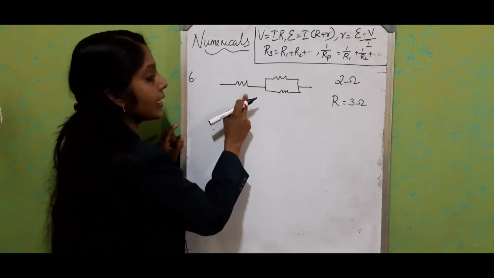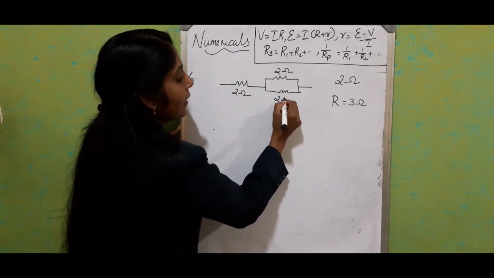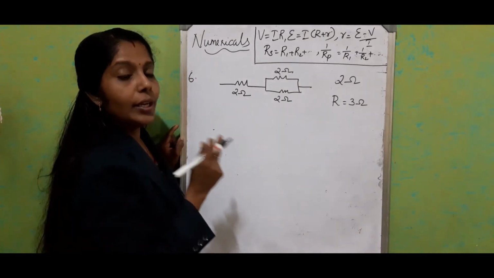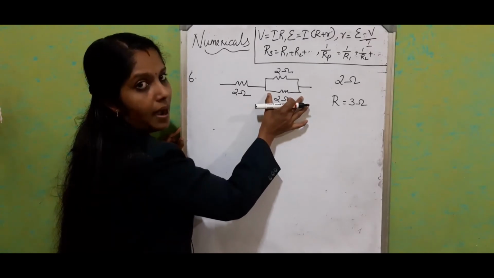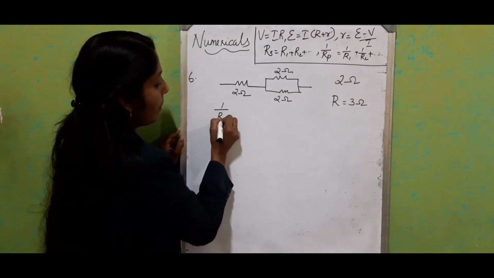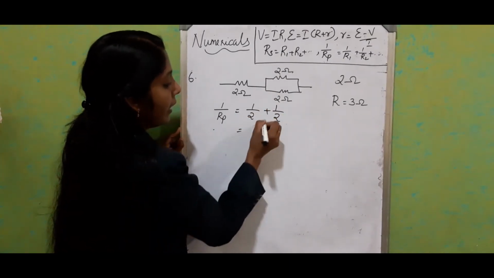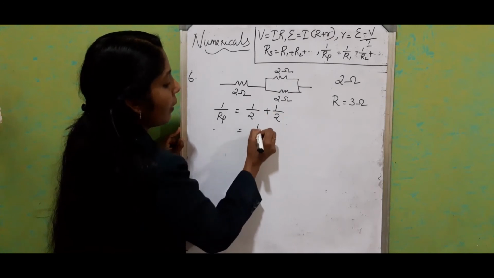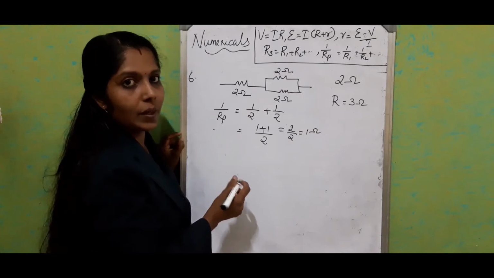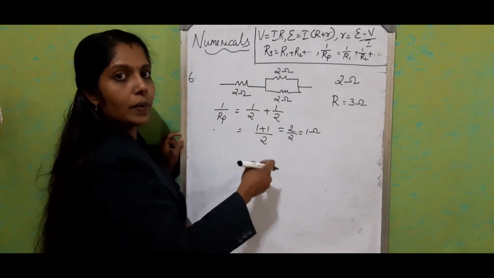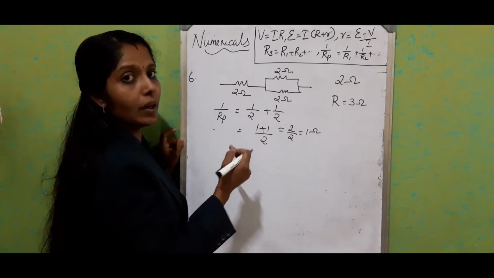First one is in series, so here 2 ohm. The other 2 are in a parallel combination. So what do we have to do if we get such a question? First we have to solve this part. We'll find 1 by Rp is equal to 1 by 2 plus 1 by 2. LCM is 2, 1 plus 1, we'll get 2 by 2 is equal to 1 ohm. Now, along with this solution, we will solve the figure also. It will be easy for you to understand.